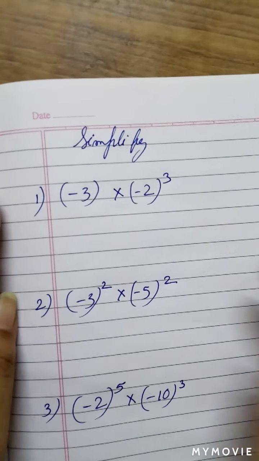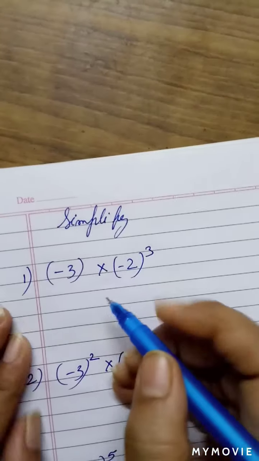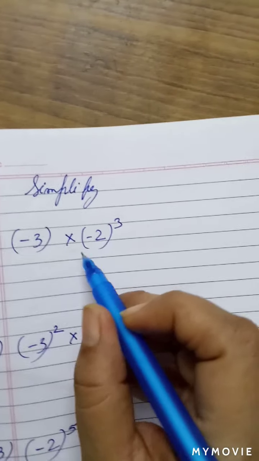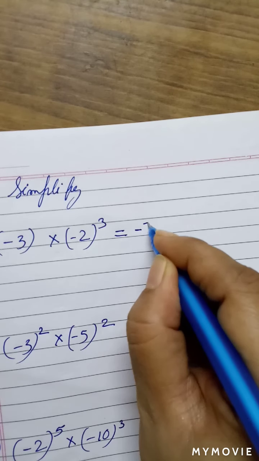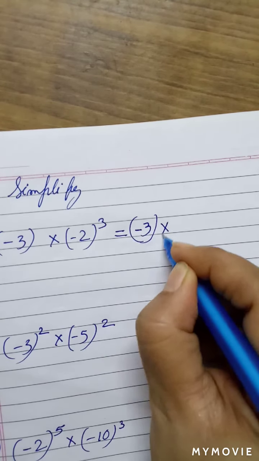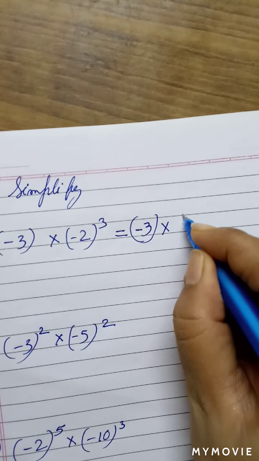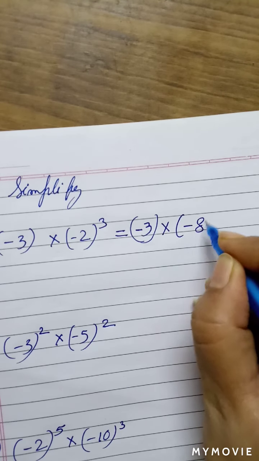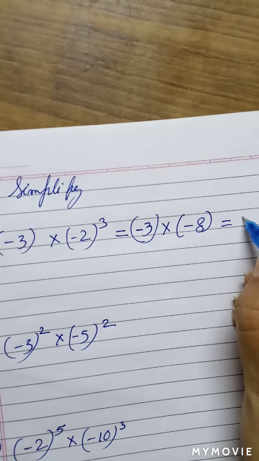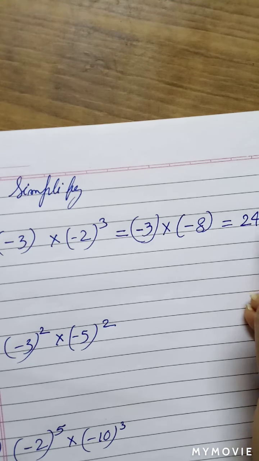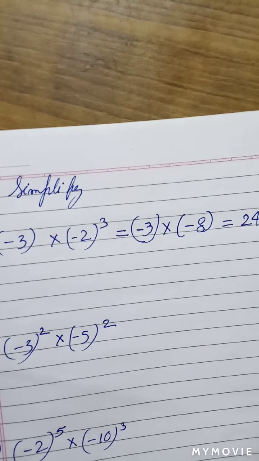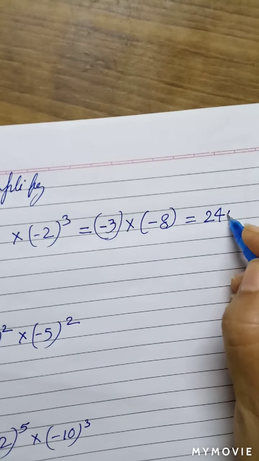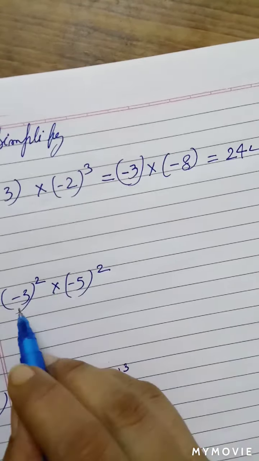Now let's work out these examples together. So we have minus 3 into minus 2 raised to the power 3. So leave minus 3 as it is for the time being, and minus 2 raised to the power 3 is going to be minus 8. So the result is going to be 24, because when we multiply two negative integers, the result is a positive integer. We know that. Let's move on.